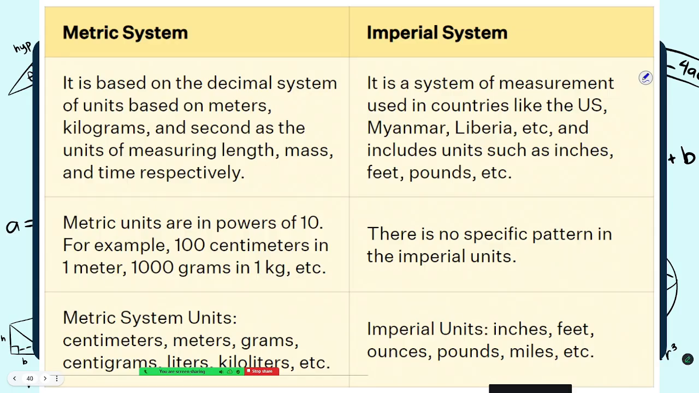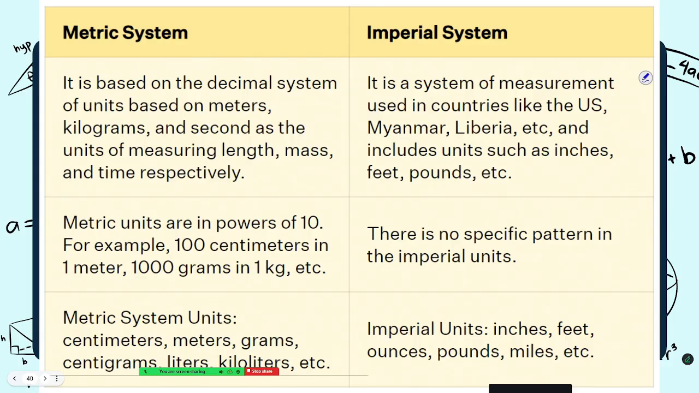To lay it out for you, we can see here that the metric system is based on the decimal system of units, based on meters, kilograms, and second as the units of measuring length, mass, and time. Imperial system, it's a system of measurement used in countries like the US, Myanmar, Liberia, etc. They include units such as inches, feet, and pounds.